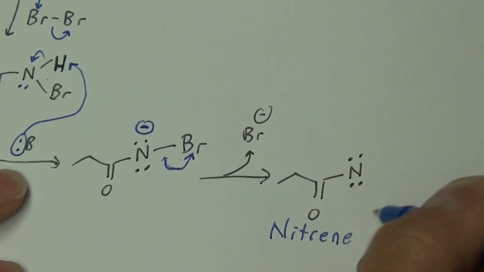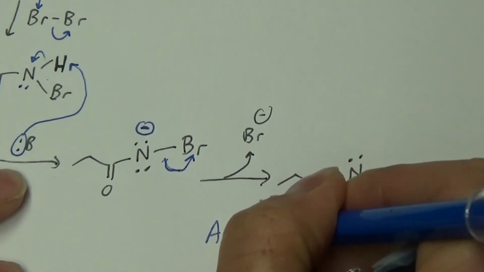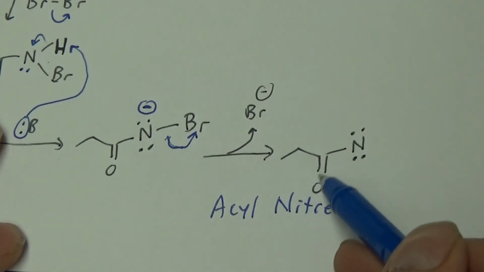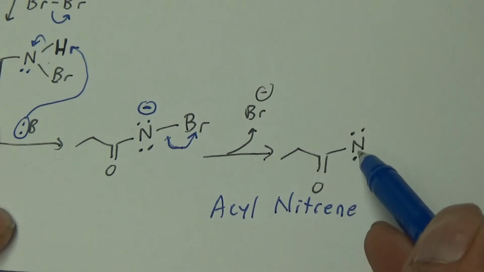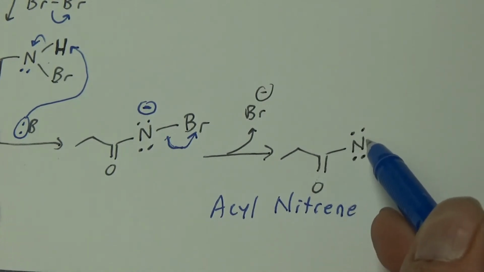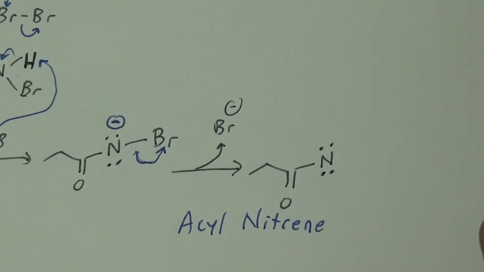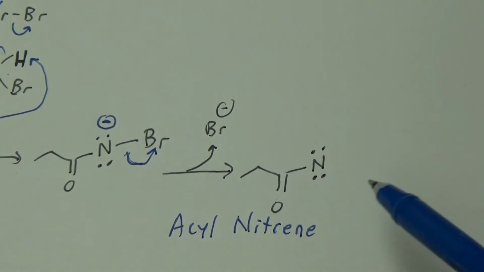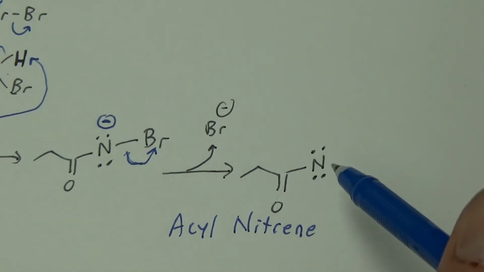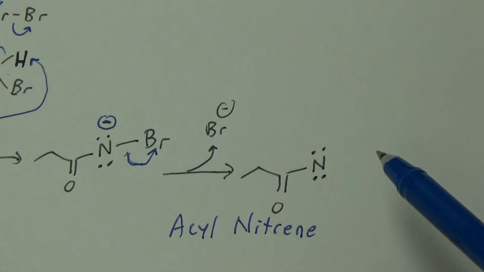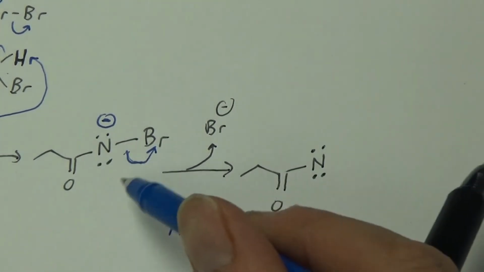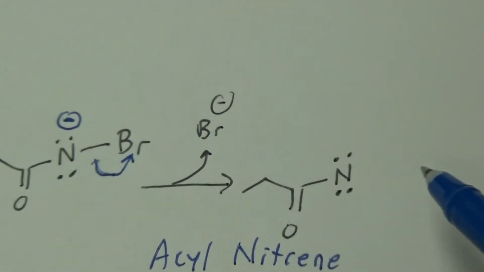Nitrene. Actually, acyl nitrene. Acyl means the double bond O. Nitrene means the weird thing, carbon, nitrogen, with these lone pairs. Okay. All right. So then now the first kind of pretty crazy thing happens. This was a little crazy. It wasn't that crazy. This is a little more crazy.